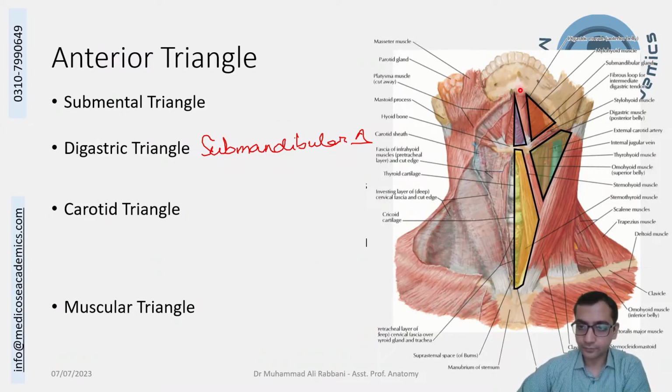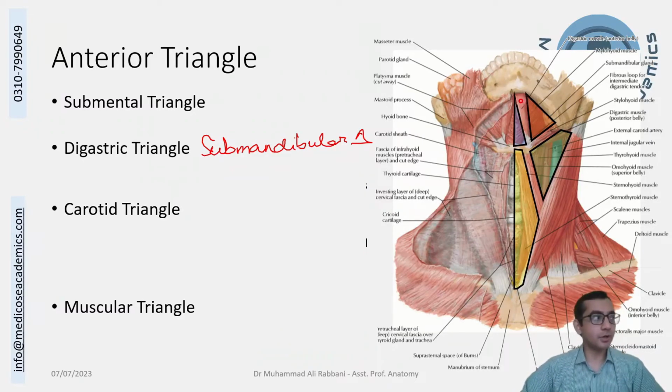Muscular triangle. It has two lateral borders, supralateral and infralateral, and one medial border. The supralateral border is formed by the superior belly of omohyoid. The infralateral is made up of sternocleidomastoid, and the medial one is made up of the midline.